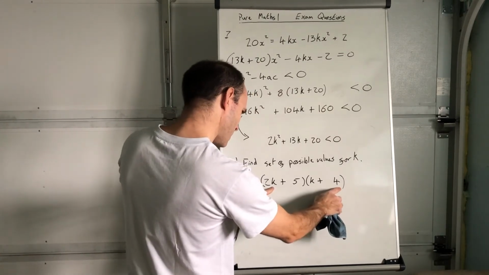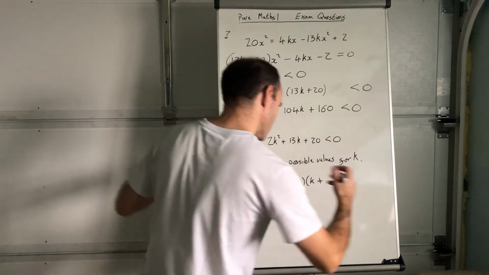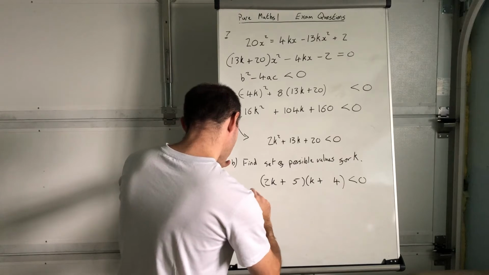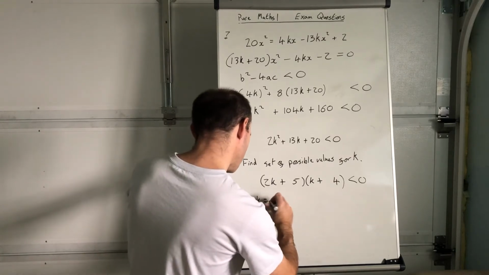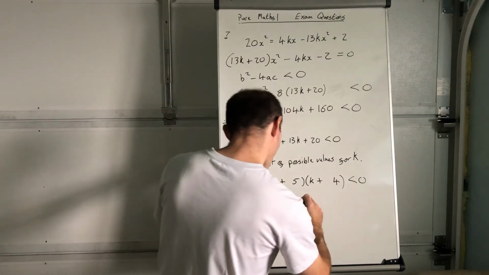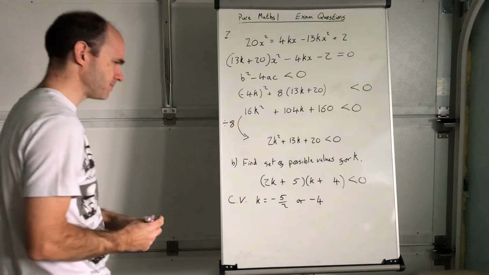So 8k plus 5k is 13k, and then plus 20, yeah, that's great. So that's less than 0. So critical values, okay, critical values, k is equal to negative 5 over 2 from that bracket, or k is equal to negative 4 from that bracket there, okay?